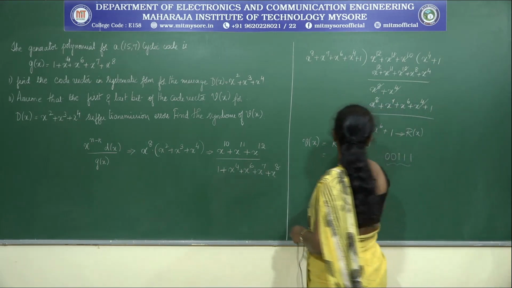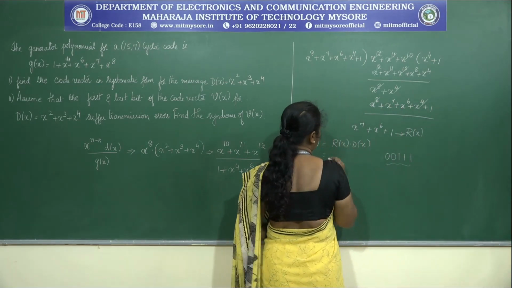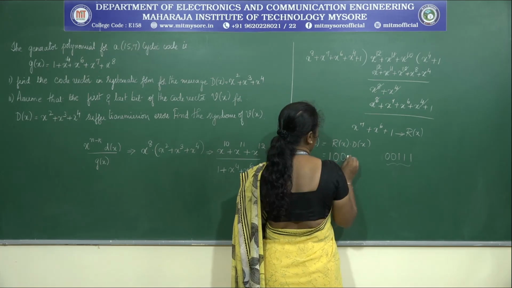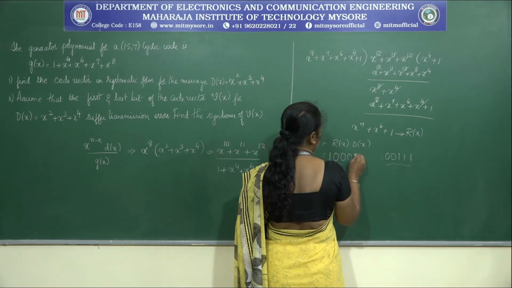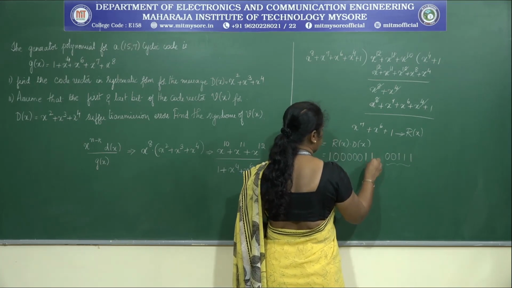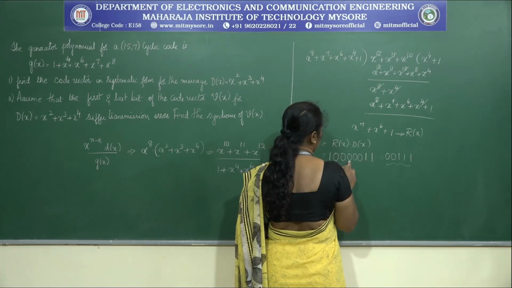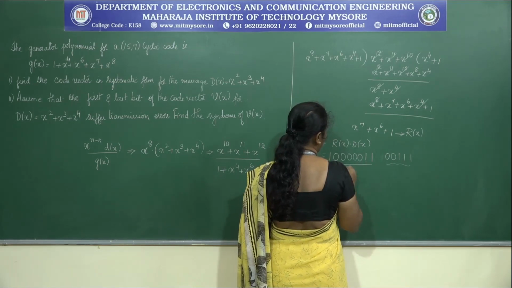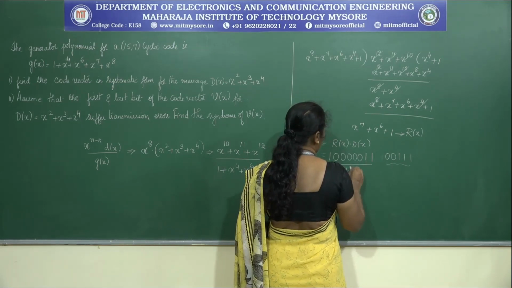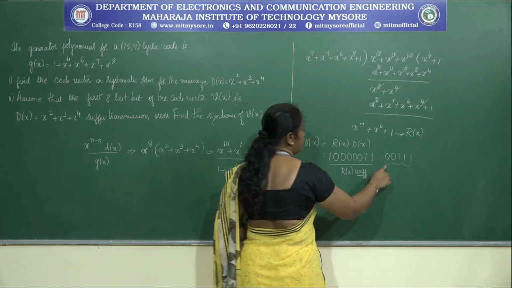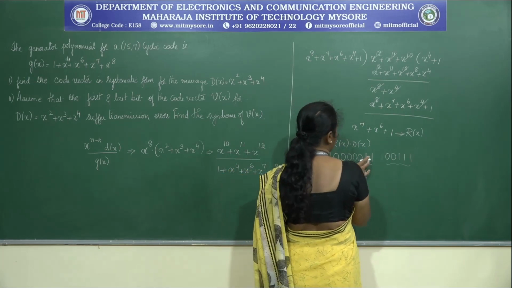So from the given r of x, we have 1, x is 0, x2 is 0, x3 is also 0, x4, x5, x6 and x7. So that means 1, 2, 3, 4, 5, 6, 7, 8. So this is your r of x coefficients. Then this is your message vector. So this is 8 bits.